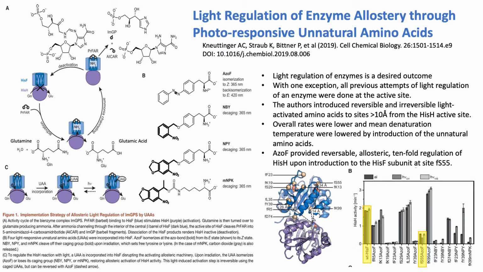In this study, they only made modifications of these unnatural amino acids at positions that were more than 10 angstroms away from the active site of the His-H complex, and that means that they're in the His-F domain of this multi-domain enzyme. The protein works in conjunction, these two proteins work in conjunction because the ammonia freed by the glutamine to glutamic acid is then channeled through the His-F protein to be used for other reactions.